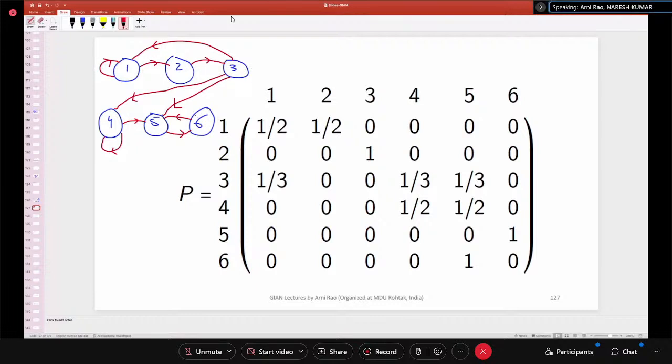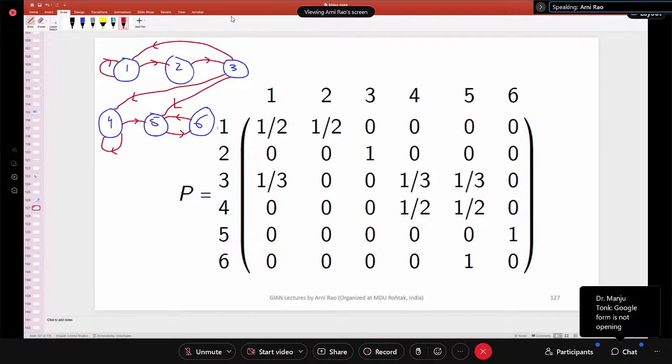But 5 and 6, once it leaves 4, there is no mechanism to come back to 4. But if the random variable leaves 5, where can it go? Only to 6. And if it leaves 6, it can go only to 5. So 5 and 6 are recurrent states. Leaving 5 infinitely many times, the random variable can come back.